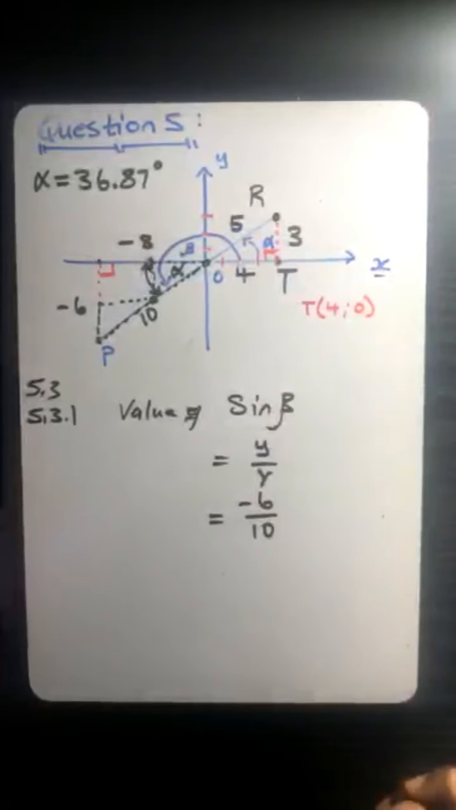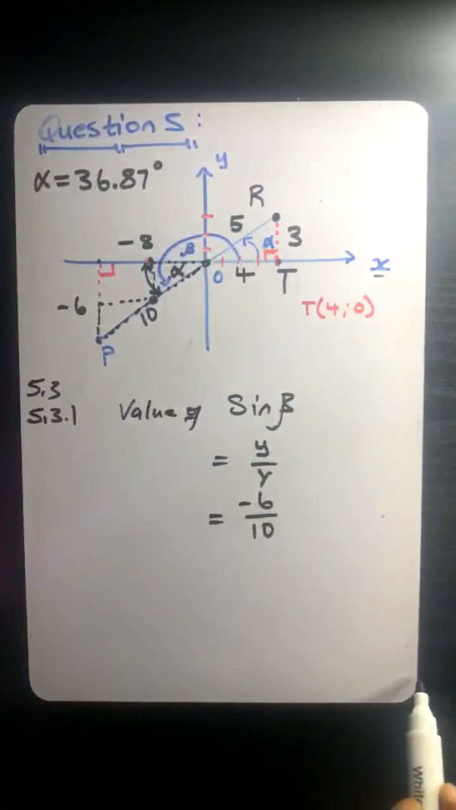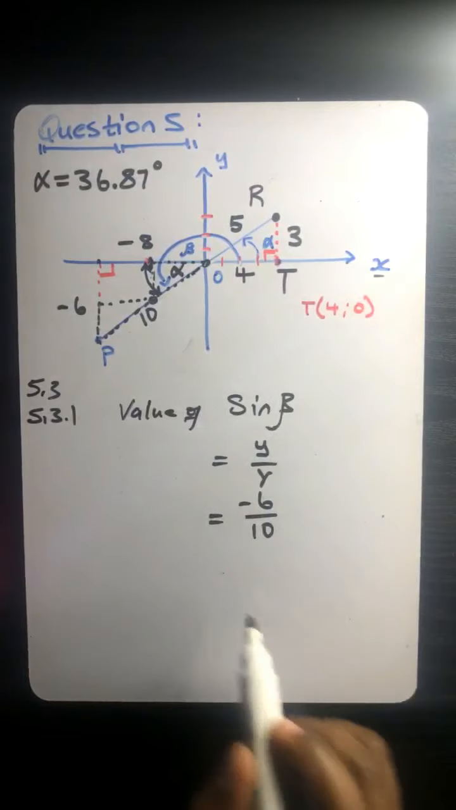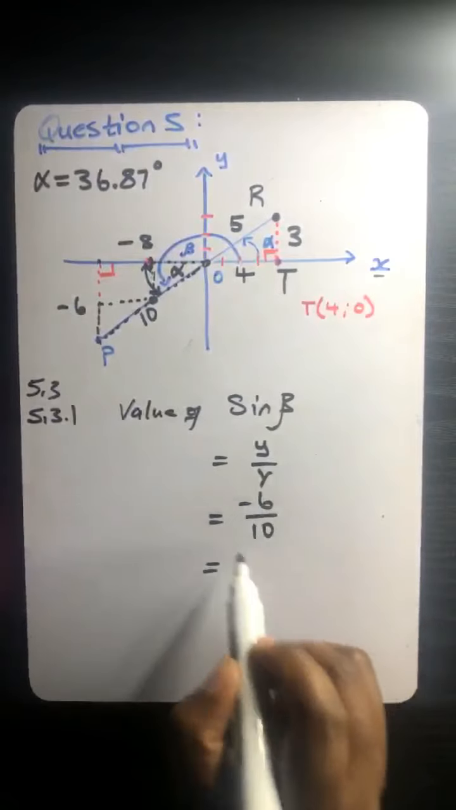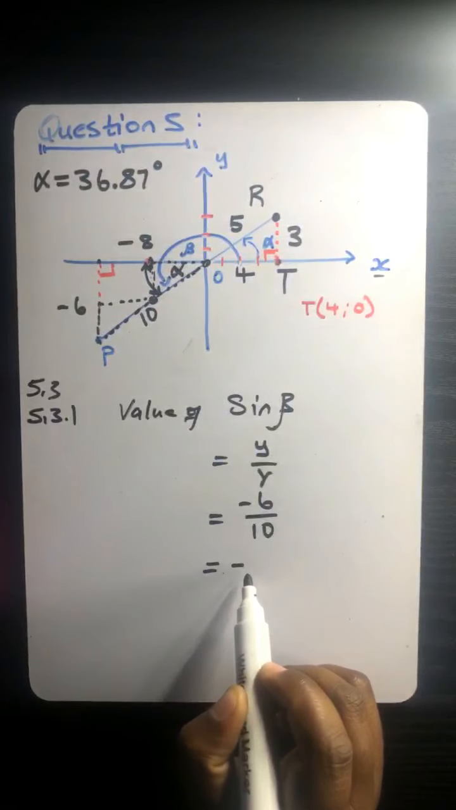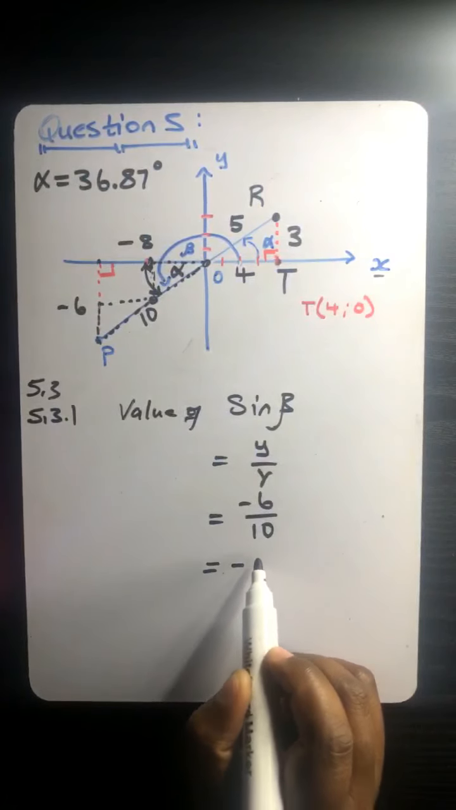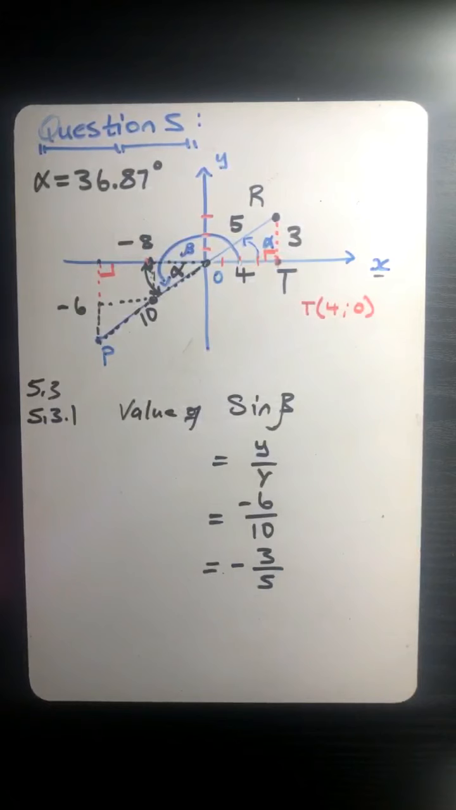And this question is allocated 3 marks. So what they wanted was the ratio of sine angle beta there. Is it possible to further simplify this thing? I think we can. It's -3/5. Because, yes, -3 over 5.